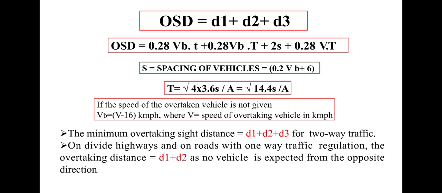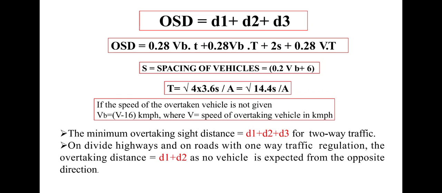So small s is derived by considering s equal to s1 equal to s2, which is equal to, this is again an empirical formula given to you in IRC, 0.7 vb plus l, where this l is nothing but 6 meter. This 6, what is it? It is nothing but the length of a car, the length of a commercial vehicle considered as 6 meter.